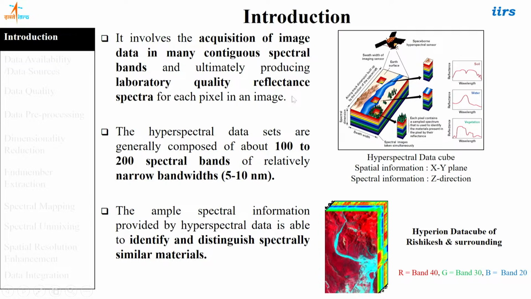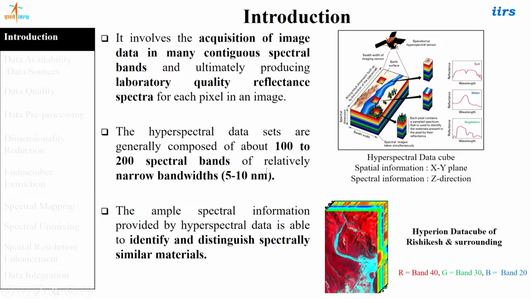So the hyperspectral data normally consists of 100 to 200 spectral bands, but nowadays spectral resolutions are getting finer and finer. Now we have sensors which provide 425 or 430 bands also, and some sensors provide thousands of bands also. The ample spectral information provided by hyperspectral data is able to identify and distinguish spectrally similar materials. So as I told, we can identify different vegetation species with the help of hyperspectral data.